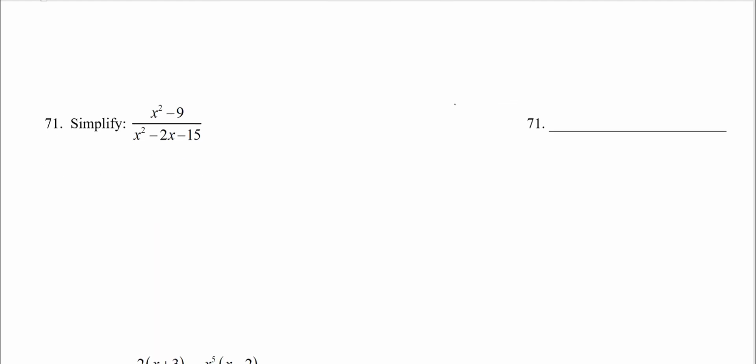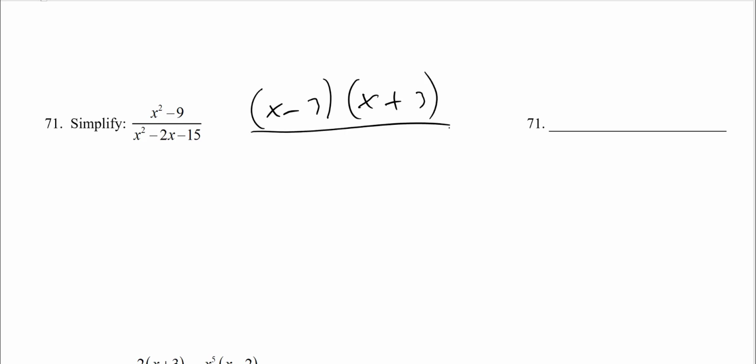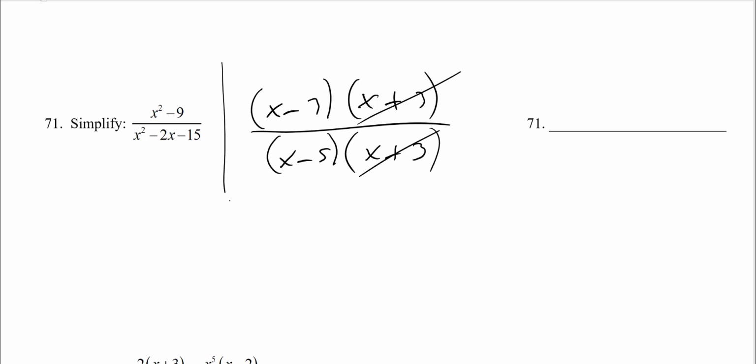Okay, the next group, I'm going to go kind of quickly here because I just need to factor everything. But basically you get x minus 3, it's a difference of two squares, x minus 3, x plus 3. And the bottom factors to x minus 5, x plus 3. So that cancels, and I just have x minus 3 over x minus 5 left over.